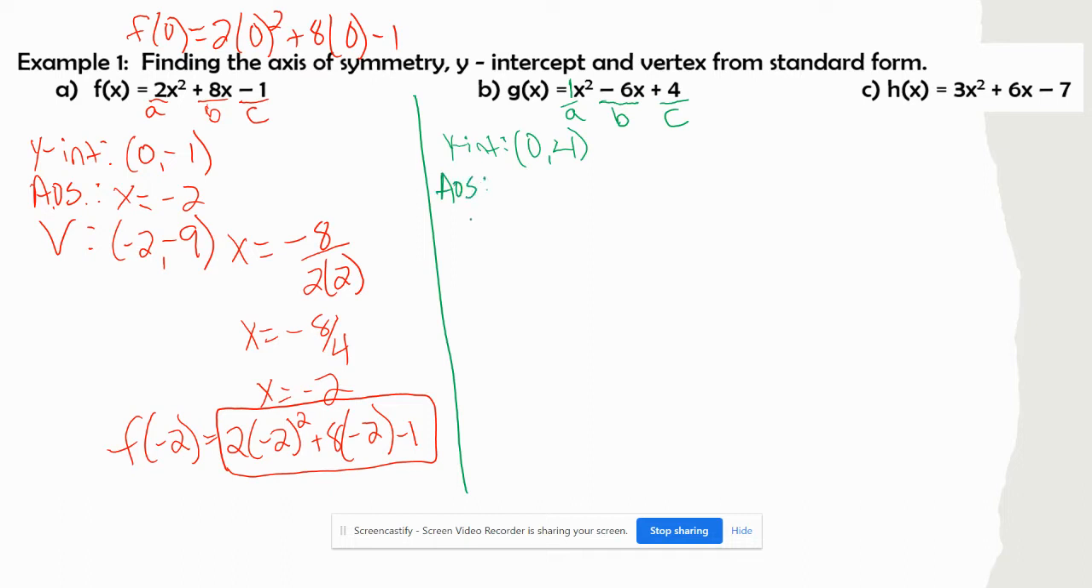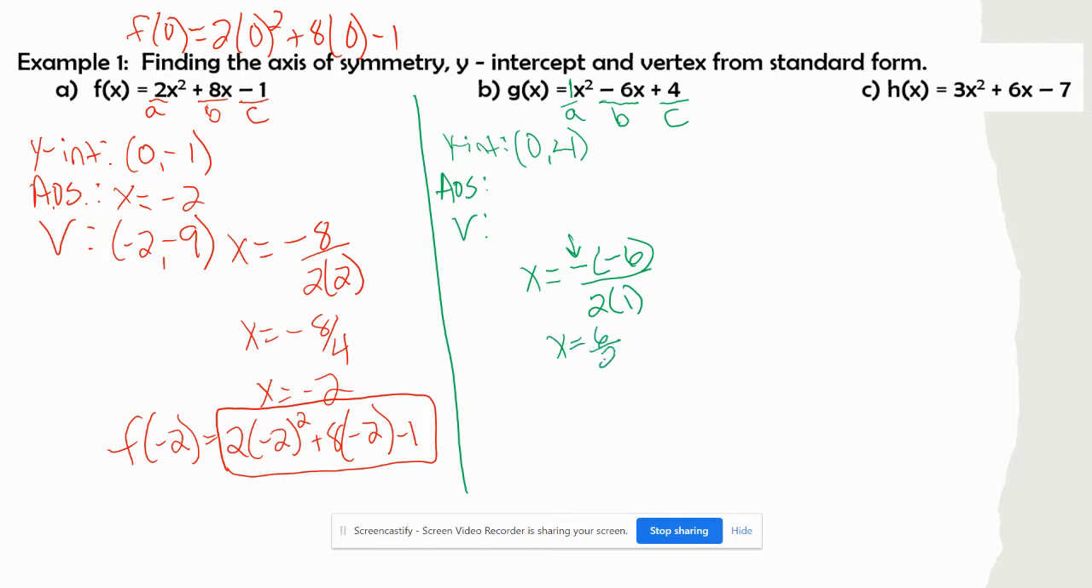Again, for our axis of symmetry and our vertex, we start with our vertex formula. x equals negative b over 2a. The negative is part of the equation for this first one. And then our b value is negative 6. Both those negatives have to be there because it affects the sign of our answer. A negative of negative 6 is actually positive 6.